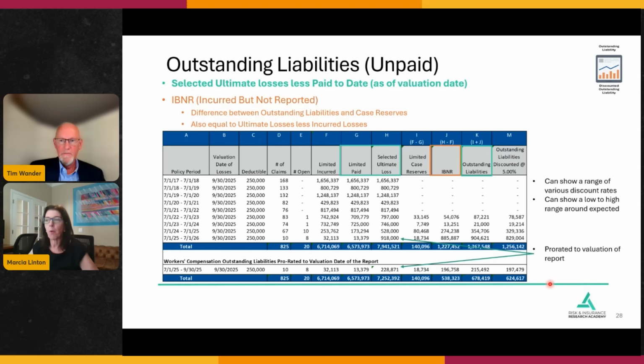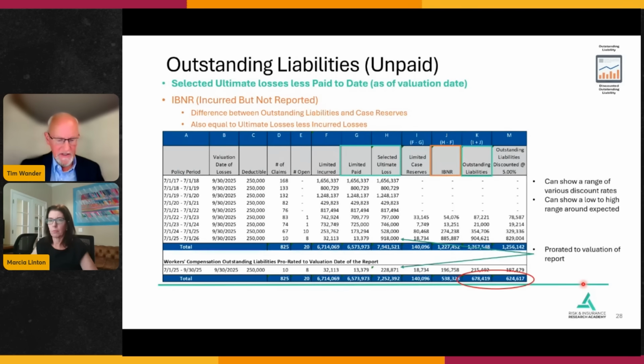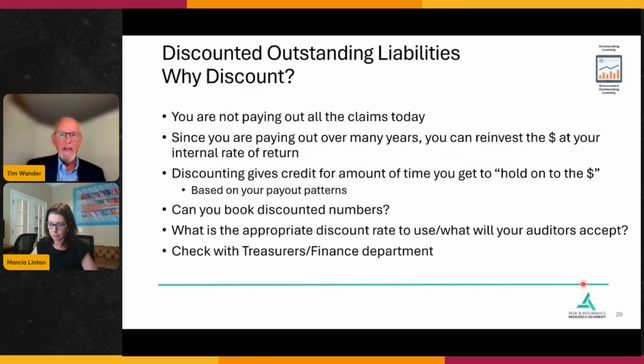Tim, do you want to talk about why we use discounted numbers? Well, and actually we have a terrific slide coming up on why use those discounted liabilities, because you're not paying out all those claims today. Those claims that are open on the books, they may take months or years before they're finally paid out and the claim is closed. Since you're paying out a lot over a number of years, you can perhaps reinvest some of that money using the internal rate of return. Discounting gives you credit for the amount of time you're going to be holding that money based on what your payout patterns are going to be.